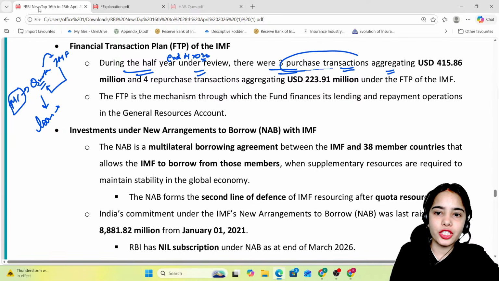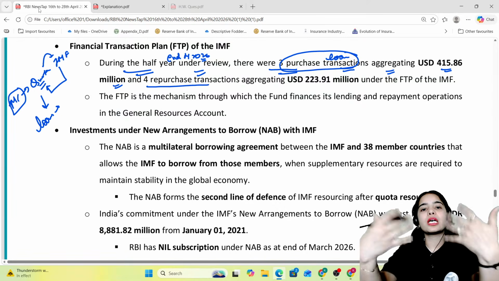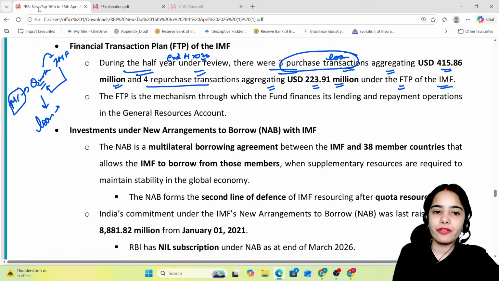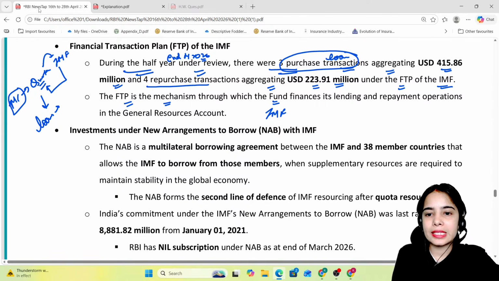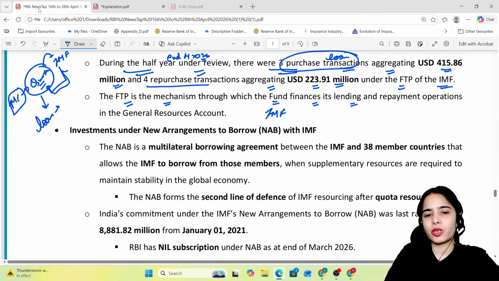Three purchase transactions means three loan transactions totaling US dollar 415.86 million, and four repurchase transactions means return of loan aggregating US dollar 223.91 million under the Financial Transaction Plan of the IMF. The FTP is a mechanism through which the IMF finances its lending, because it is basically the quota that is used by the IMF to lend, okay, and repayment operations.